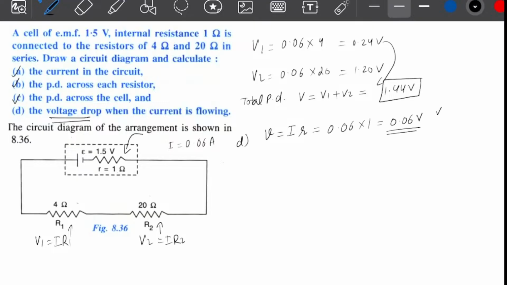So this is one of the methods, and the second method could be V is equal to E minus capital V. So E was 1.5, which is given over here, and this is our terminal voltage, 1.44, and by solving this I can get a value of 0.06 volt, which is absolutely the same value as we have achieved previously.